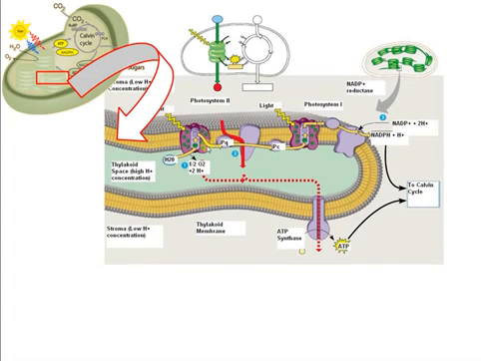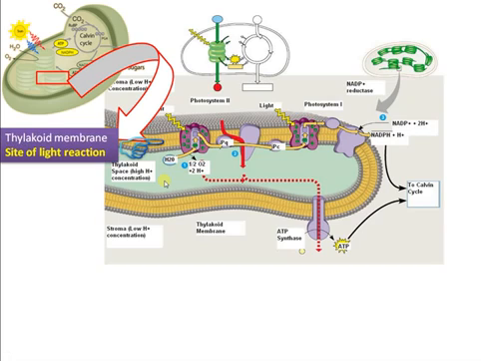Let us zoom in on this region. So this is a thylakoid membrane. On the thylakoid membrane, photosystems and all other associated electron carriers and proteins are located. The thylakoid membrane is the site of light-dependent reaction. Photosystems are also located on the thylakoid membrane. These are the photosystems, photosystem 2 and photosystem 1. And this is a picture of non-cyclic photophosphorylation.